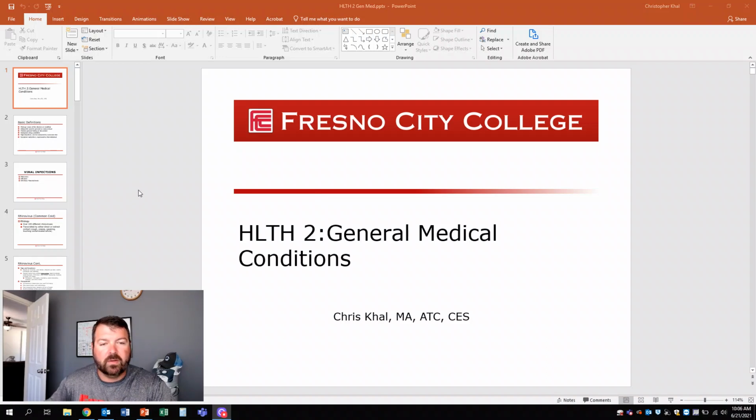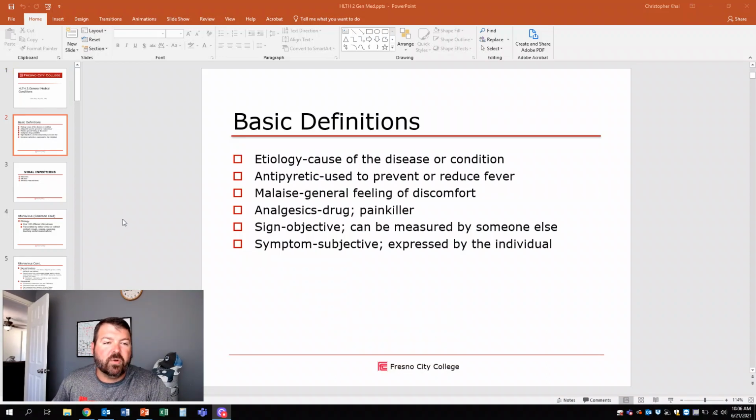All right, hello everyone. So I'm going to be talking about some general medical conditions or gen med. So just some quick basic definitions. I'll try and update these as semesters go on, with questions that people ask me.